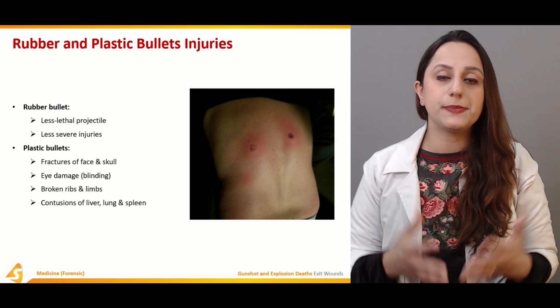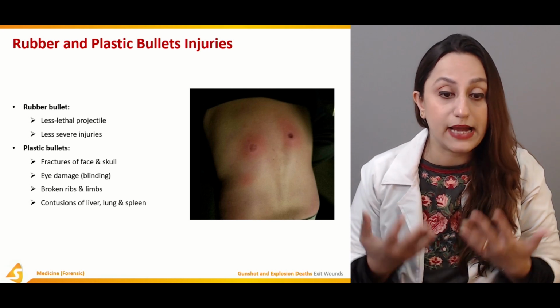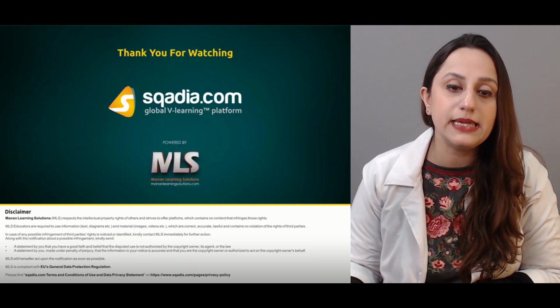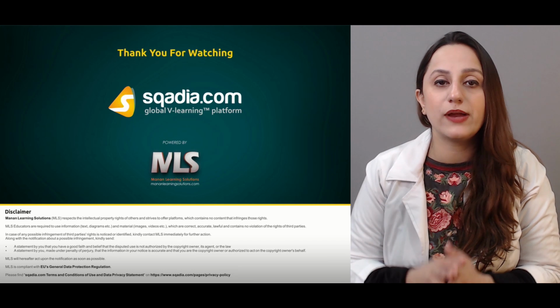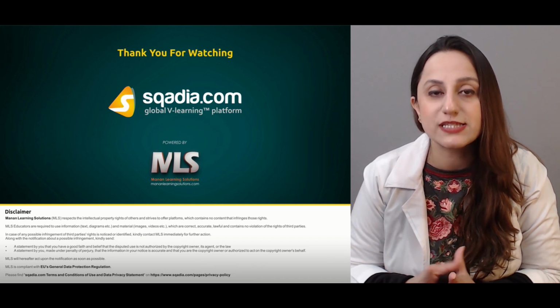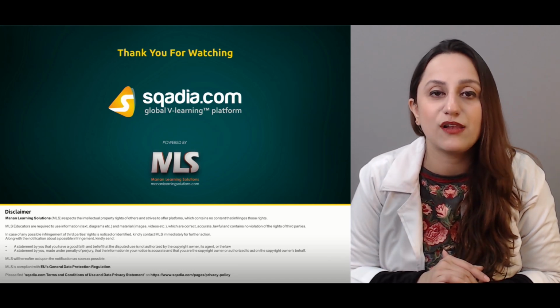Talking about the plastic bullets, fractures of the skull and the face can occur. There can be eye injuries, broken ribs or limbs, and contusions of the liver, lung, and spleen are sometimes seen in such cases. So here we discussed very briefly the different types of air guns and the rubber and plastic bullets, and what is basically the effect of the range of the discharges in a lot of cases.